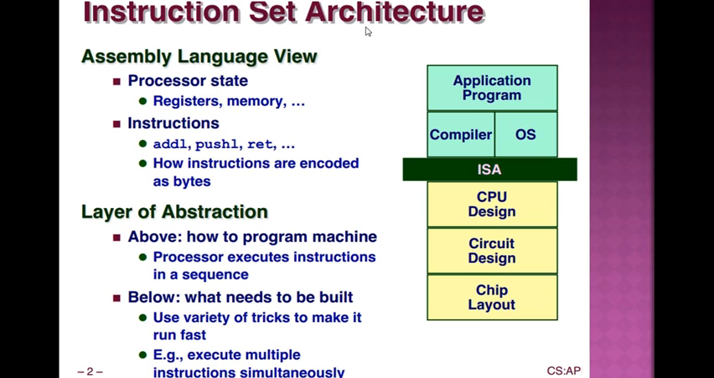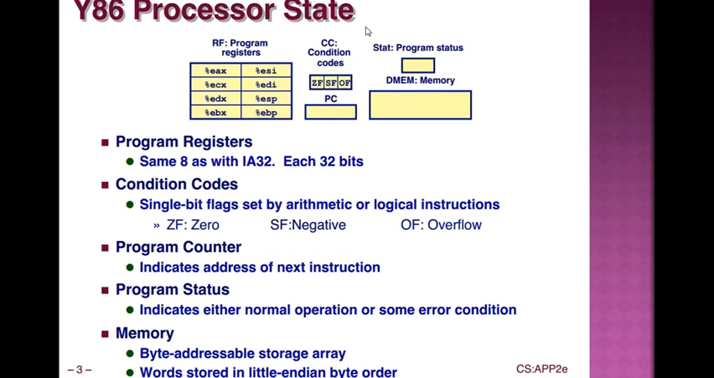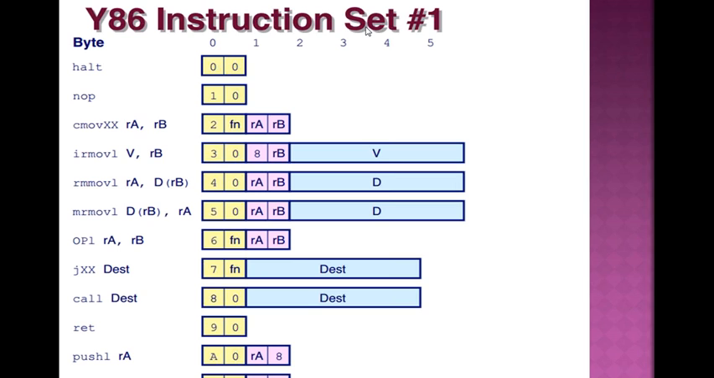So how can I define multiple architectures, multiple designs? That is your instruction set architecture. There are two parts. One is compiler, OS, application program, and one is CPU design, circuit design and the chip layer. So it consists of two parts, one above and one below. Above indicates how the computer executes the program, while the below part indicates how multiple instructions will execute simultaneously. Then we also talked about the Y86 processor states.